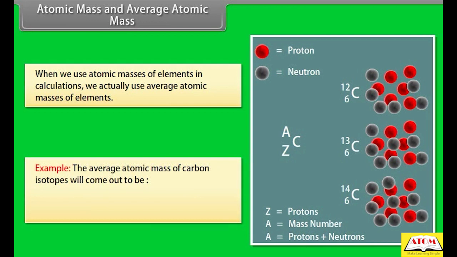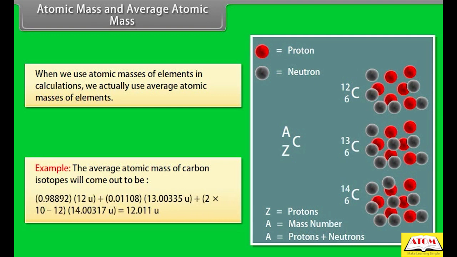Example: the average atomic mass of carbon isotopes will come out to be 0.98892 times 12 u plus 0.01108 times 13.00335 u plus 2 into 10 raised to the power minus 12 times 14.00317 u, which is equal to 12.011 u.